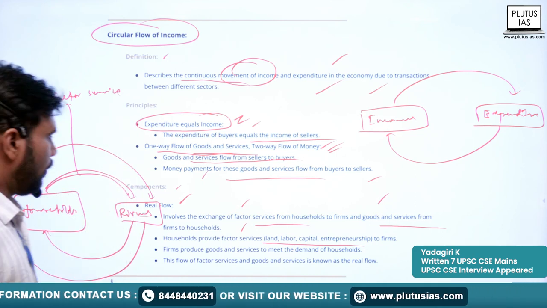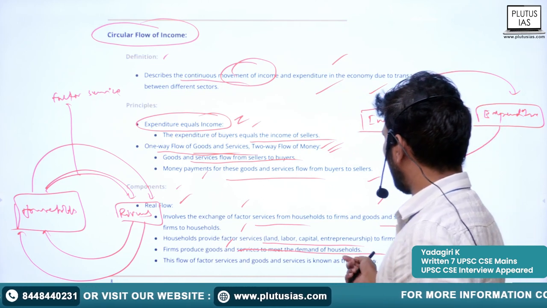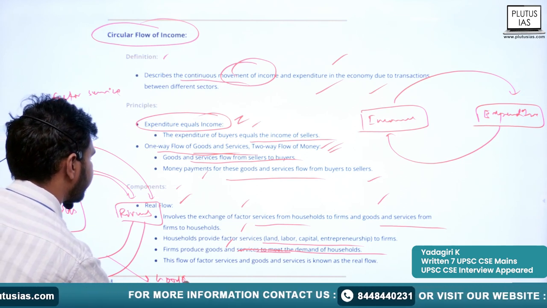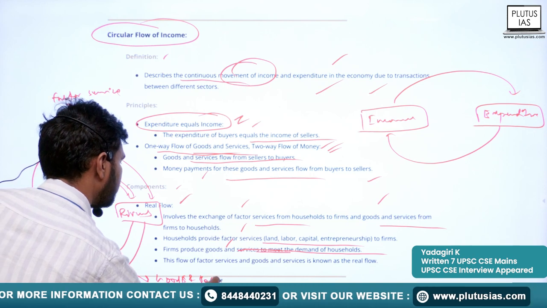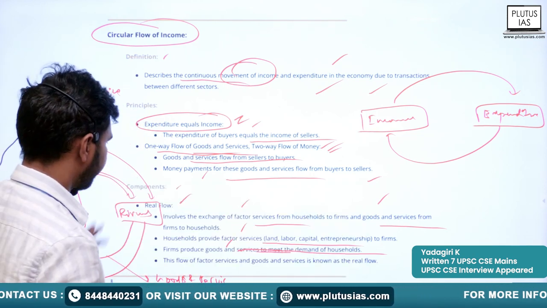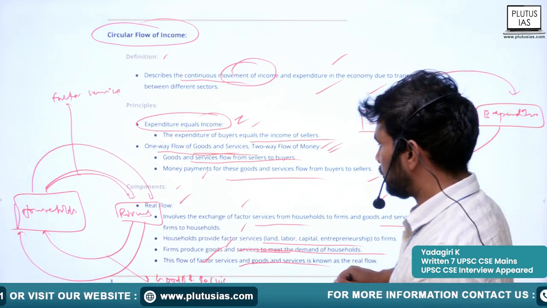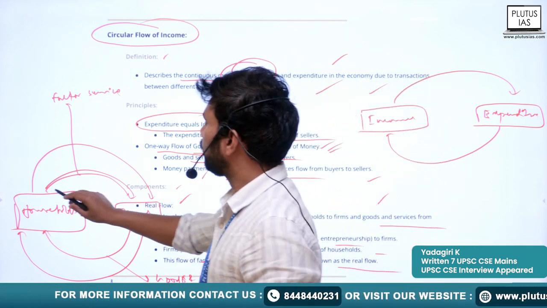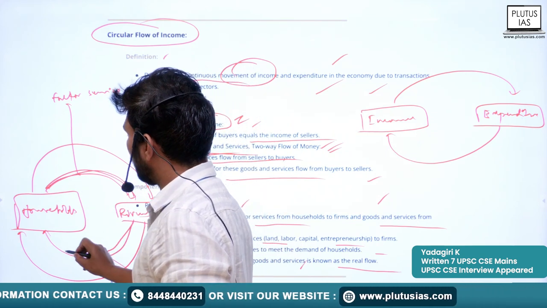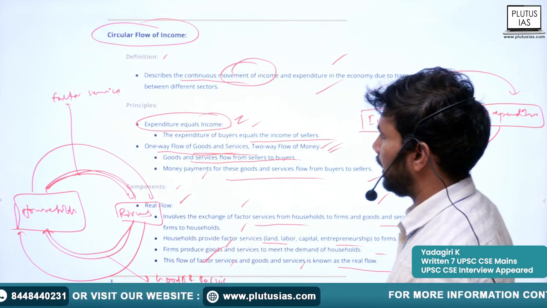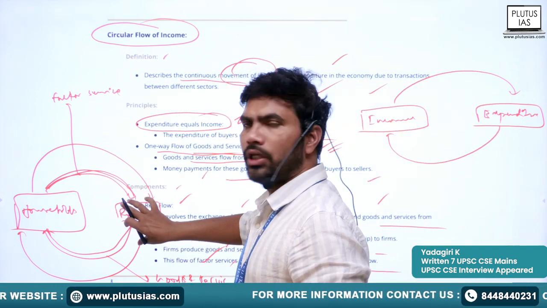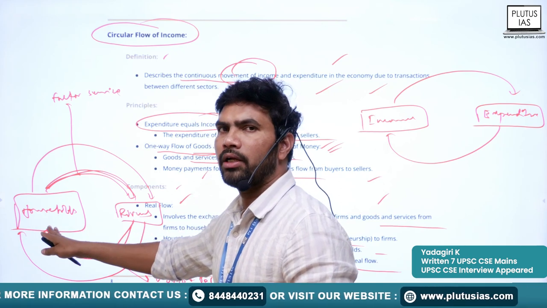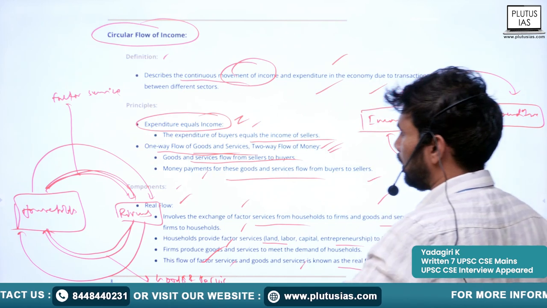Firms produce goods and services to meet the demand of households. This flow of factor services and goods and services is known as the real flow. Whatever flow is happening here, this is the real flow. I am showing it in double lines, right? The households are providing factor services to the firms. The firm is producing goods and services and providing them to the households. This is the real flow.